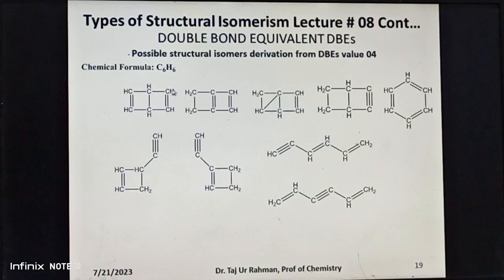Look at this molecular formula C6H6 with DBE value of 4, and these are 9 possible structural isomers which have been drawn from this molecular formula C6H6. Out of these 9 structural isomers, these 2 are open chain and the remaining 7 are cyclic in nature.